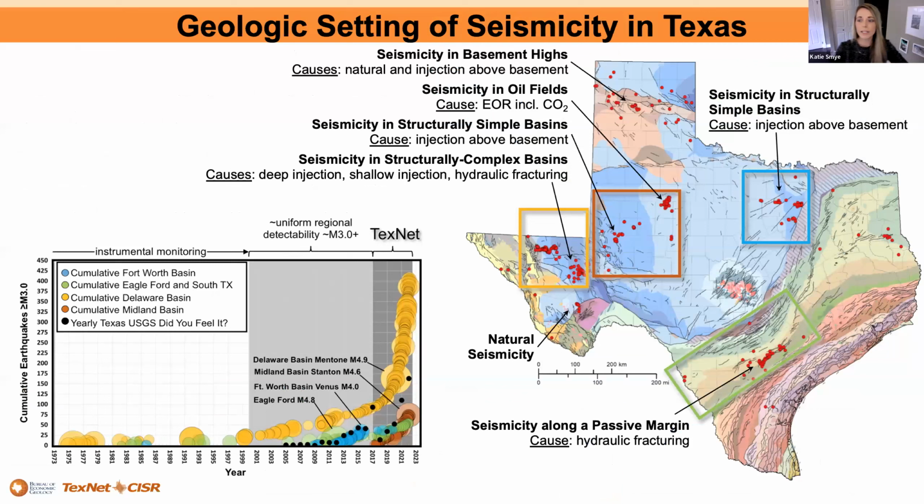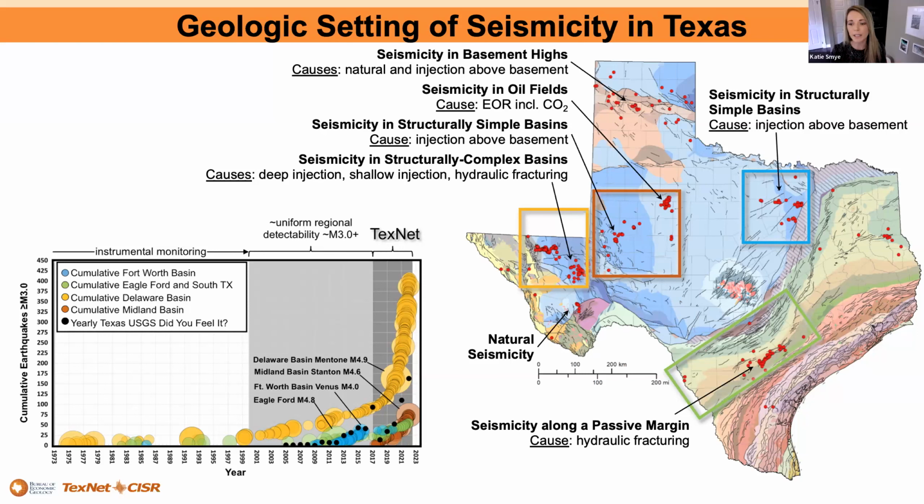So induced seismicity in Texas has a history that predates even TexNet, which was put online in January of 2017 and started monitoring earthquakes then. But we can look at the history of seismicity in Texas at a magnitude 3 with relatively uniform regional detectability from about the year 2000 on. And that's what you see in the plot on the bottom left. What we're doing is tracking cumulative number of earthquakes in different areas of Texas, and you can see those areas outlined in the map on the right.